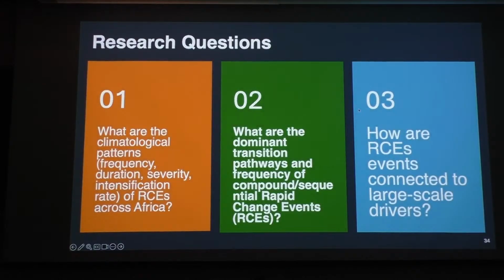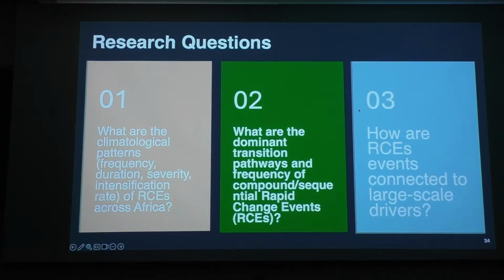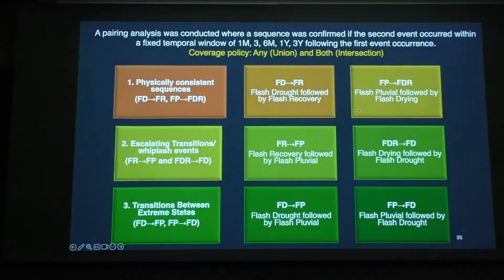Going to the second question: what are the dominant transition pathways and the frequency of this sequence of rapid change events? To start with our window, we select to use 1 month. We want to check this block of the sequence in 1 month, in 3 months, in 6 months, 1 year, annual, toward 3 years.